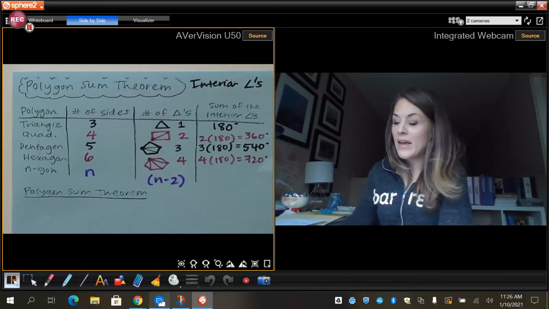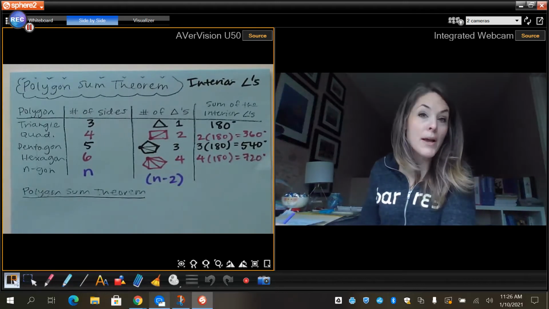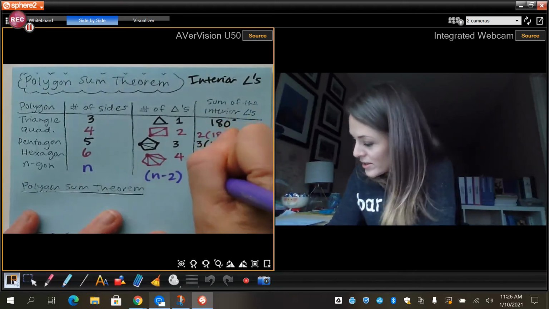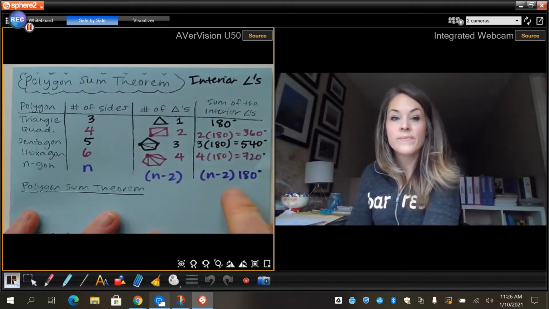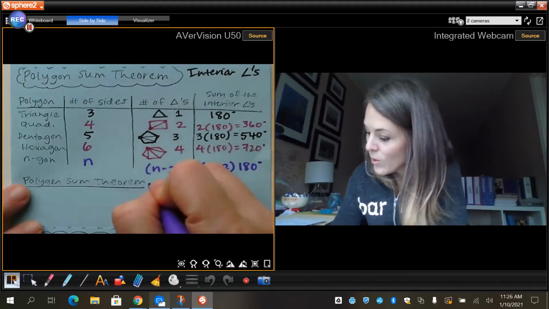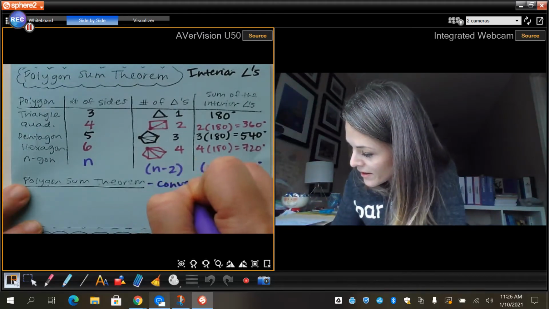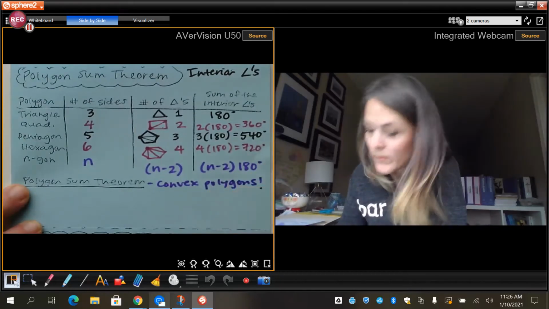Okay, and then the sum of the interior angles, I take the number of triangles and I multiply it by 180. So this is just going to be n minus 2 times 180 degrees. Okay, so that gives us a formula here. So here, this is only for convex polygons, because again, those are the ones we are working with.